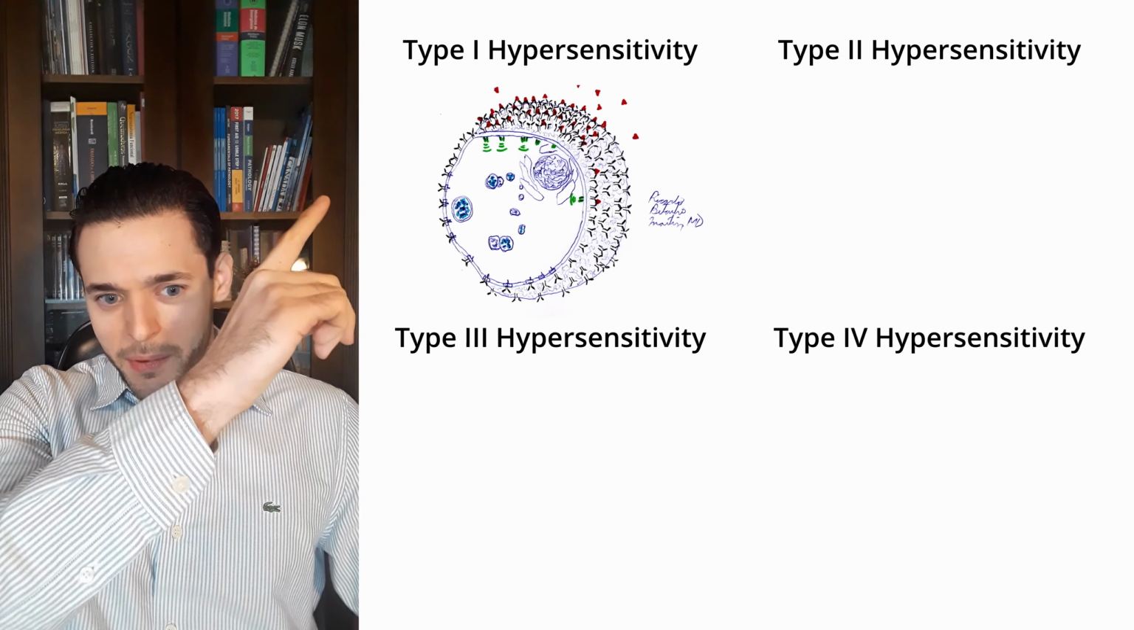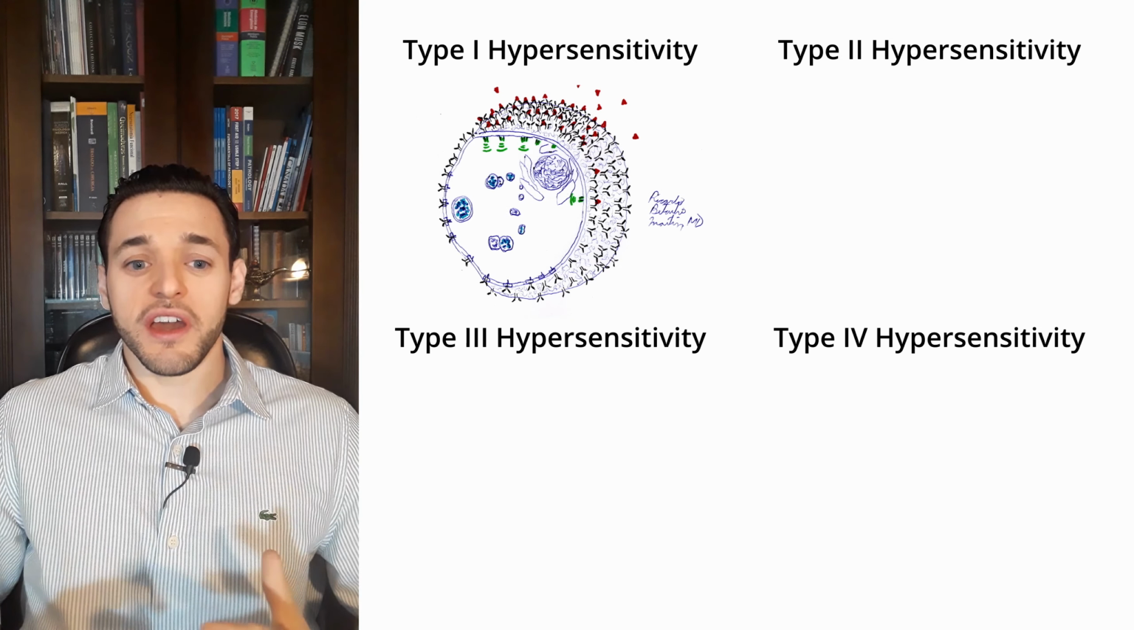Type 1 hypersensitivity is mediated by IgE immunoglobulins. Type 2 hypersensitivity is mediated by IgM and IgG immunoglobulins. Type 3 hypersensitivity is mediated by IgM and IgG immune complexes. And type 4 hypersensitivity is mediated by immune cells.